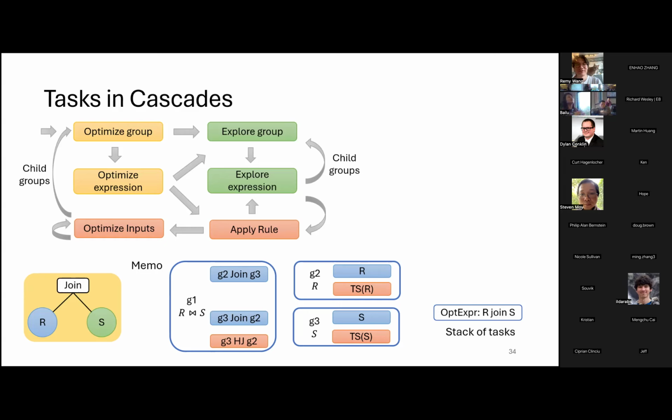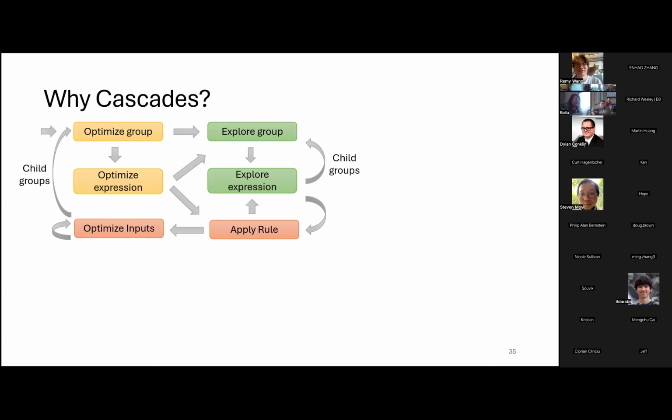Just in some cases, when we're optimizing R and S, because we already know what the best plan is, we'll just reuse what has been cached in the data structure without doing duplicate derivation. Okay, so as you can see, the whole workflow of Cascades is very complicated, much more complicated conceptually compared to Volcano. So why are we doing all this?